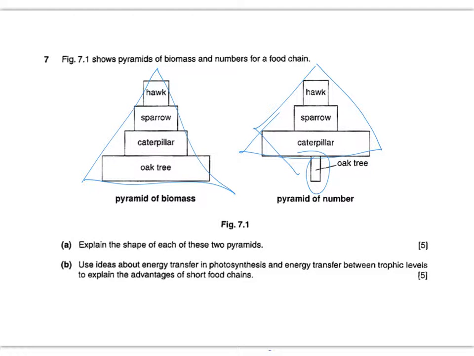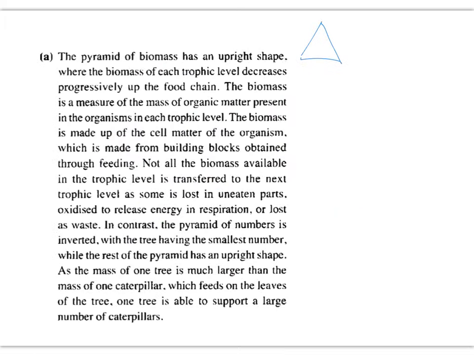Question 7 asks about the shape of the pyramid. In this case, the first one is biomass and the second one is number. We know there's a so-called inverted relationship here. So let's see how the answer can be answered. A pyramid of biomass is upright in shape, versus the other one, which is inverted, with the tree having the smallest number because there's only one tree and the rest is upright. Correct? Then you can compare why.